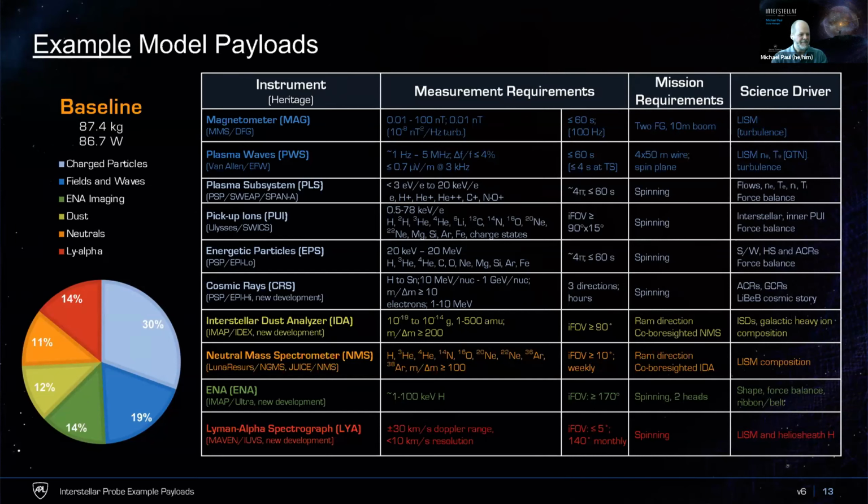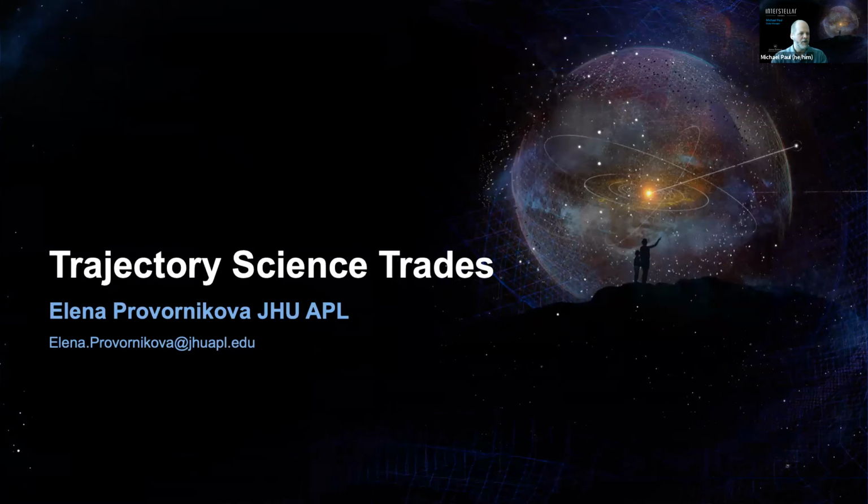All righty. Thank you very much, Alice. Why don't we go ahead and take a 2-minute break here, and we'll come back in just a moment with Elena Provornikova and her presentation on, oops, I lost today's agenda. Where'd it go? Her presentation on trajectory and science traits. Thank you.